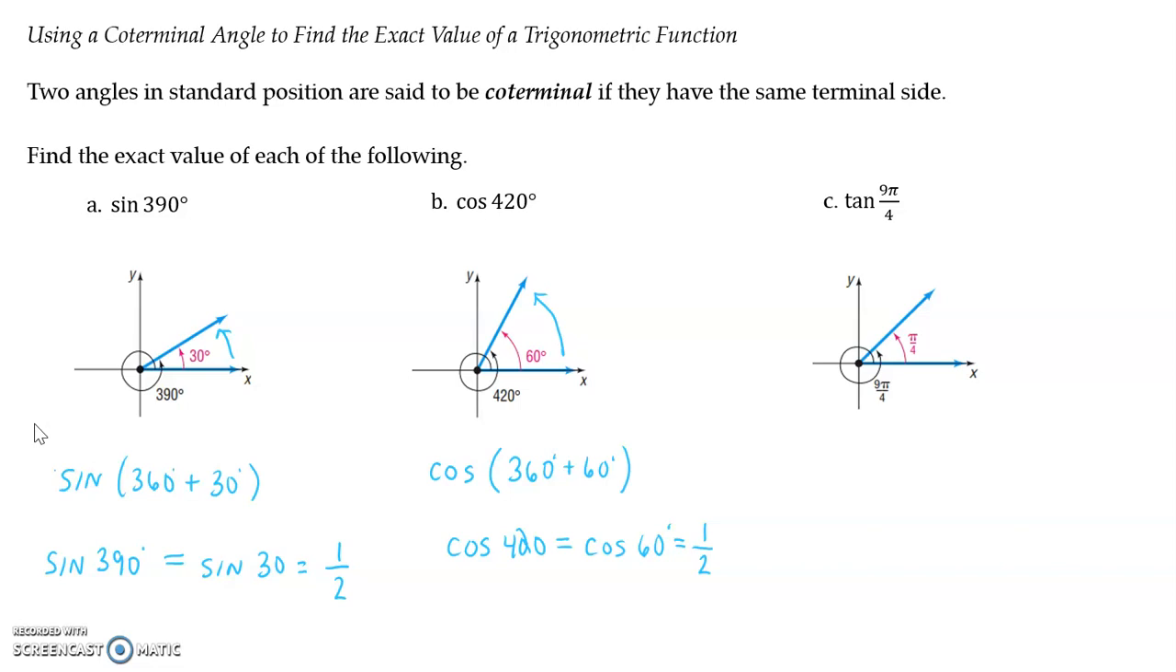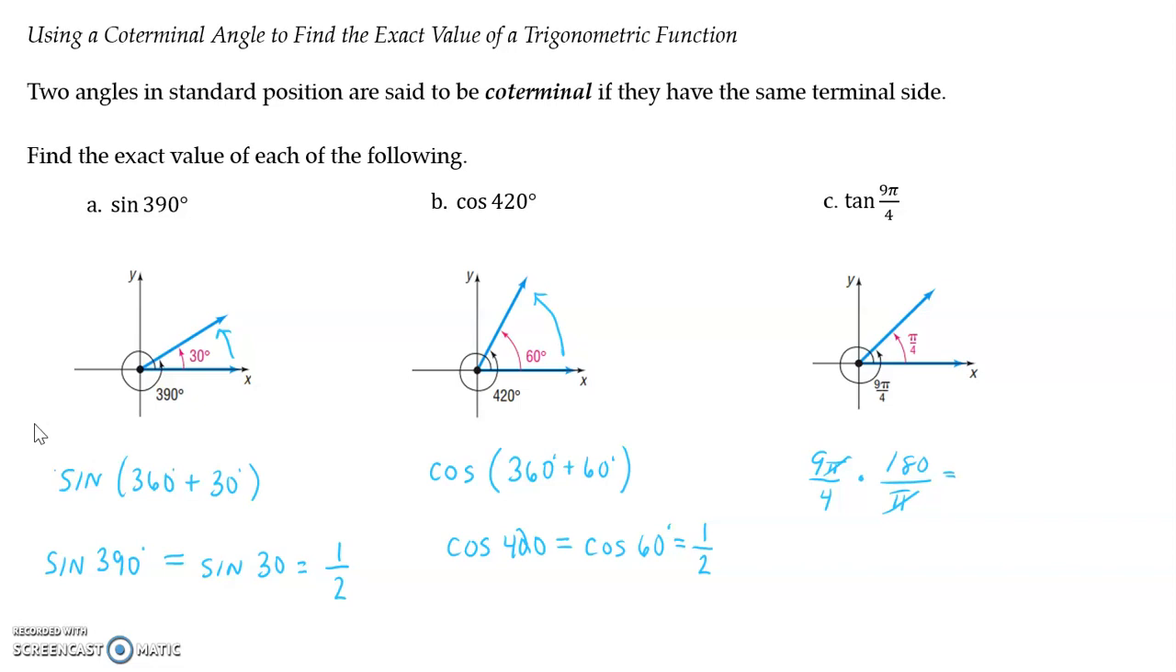Let's go ahead and look at part C. This time we're given an angle measure that is in radians. And if it helps you, go ahead and convert your radian measure to degrees. Sometimes it's a little bit easier to look at that way. Let's go ahead and do this. I'm working with 9 pi over 4. And if I want to convert this to degrees, I'm going to multiply by 180 over pi. Remember that these pi values are going to cancel.